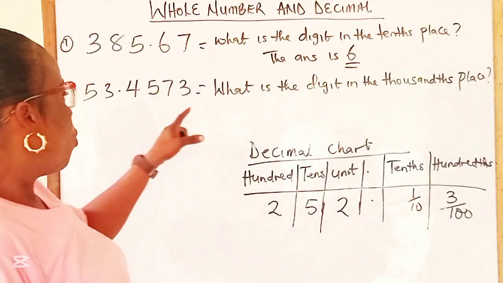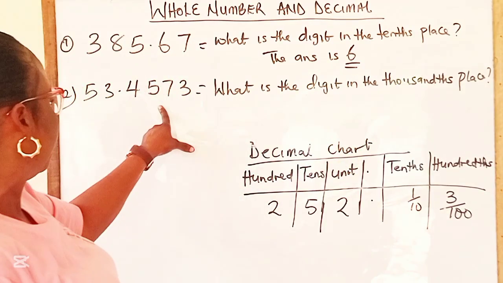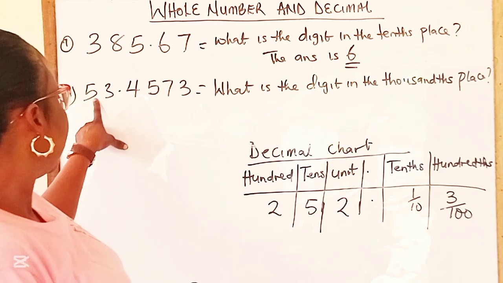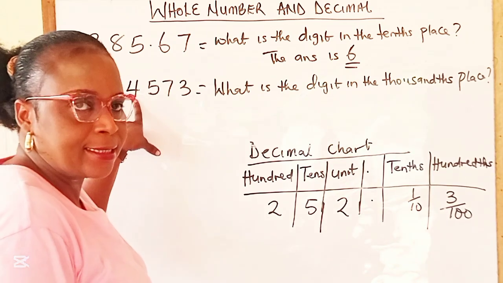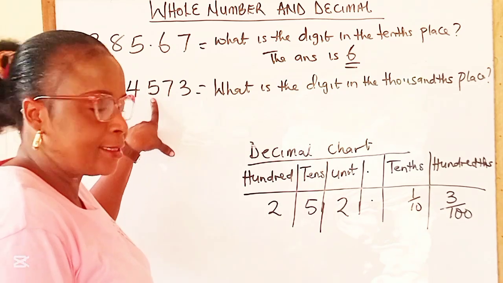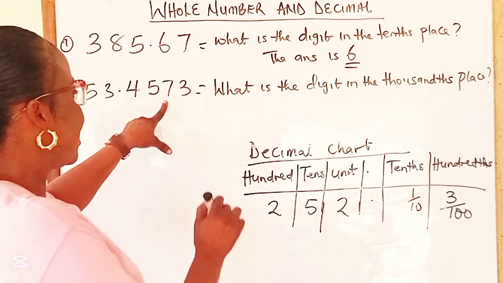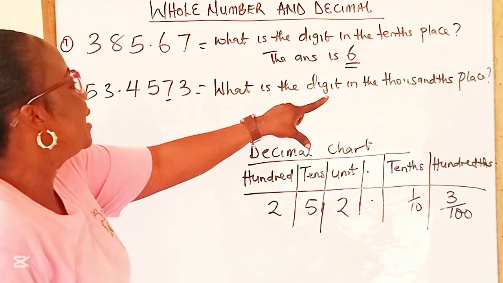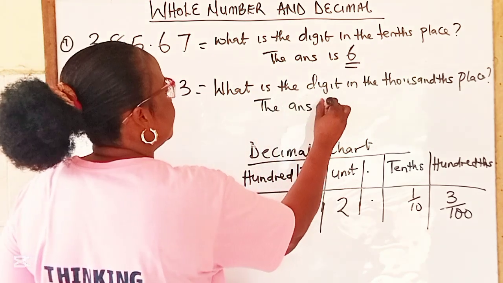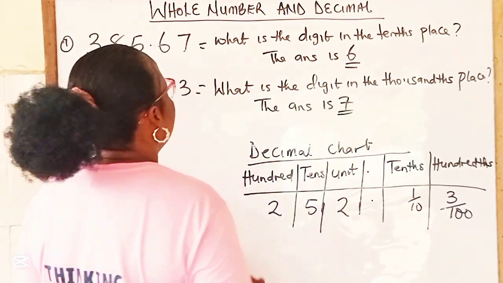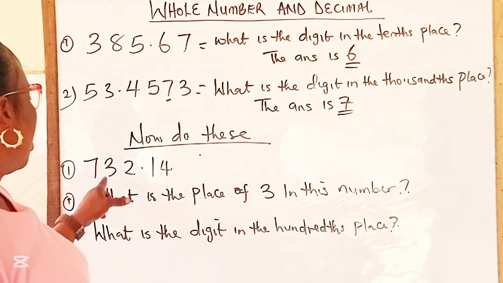The next one is, what is the digit in the thousandths place? When you look at this number, we have our normal tens and units, we have our decimal point, we have tenths, we have hundredths, we have thousandths, and we have ten-thousandths. So this is our thousandths. So the digit in the thousandths place is 7. The answer is 7.